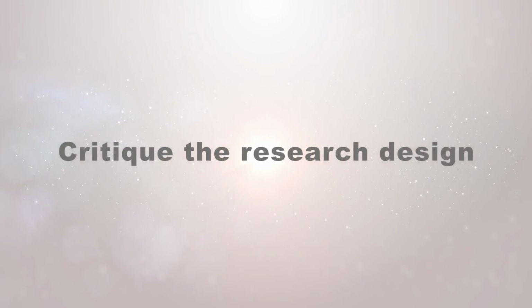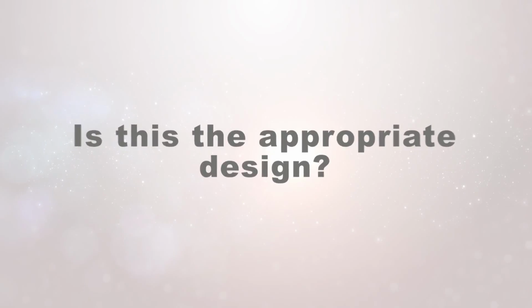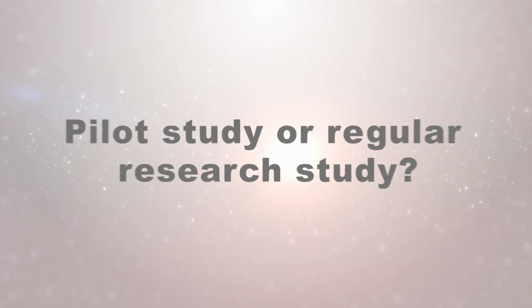Next, you'll critique the research design. Is the design the appropriate design to answer the research question? Is this really a pilot study, or is this a regular research study? That should be clarified right from the start. In the design, the author should tell you about the variables that are being studied, the independent and dependent variables, and any confounding variables. All of this should be laid out clearly in the methods section.